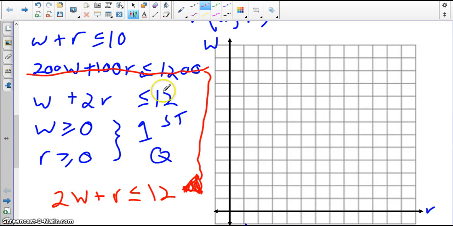So don't let the fact that we got big numbers intimidate you. Hopefully that's no big deal. After I finish this sentence, in a couple of sentences, pause it and graph this one and this one. These 2 are basically just reminding you that you have to be in the first quadrant, so the upper right. Try to get that done.